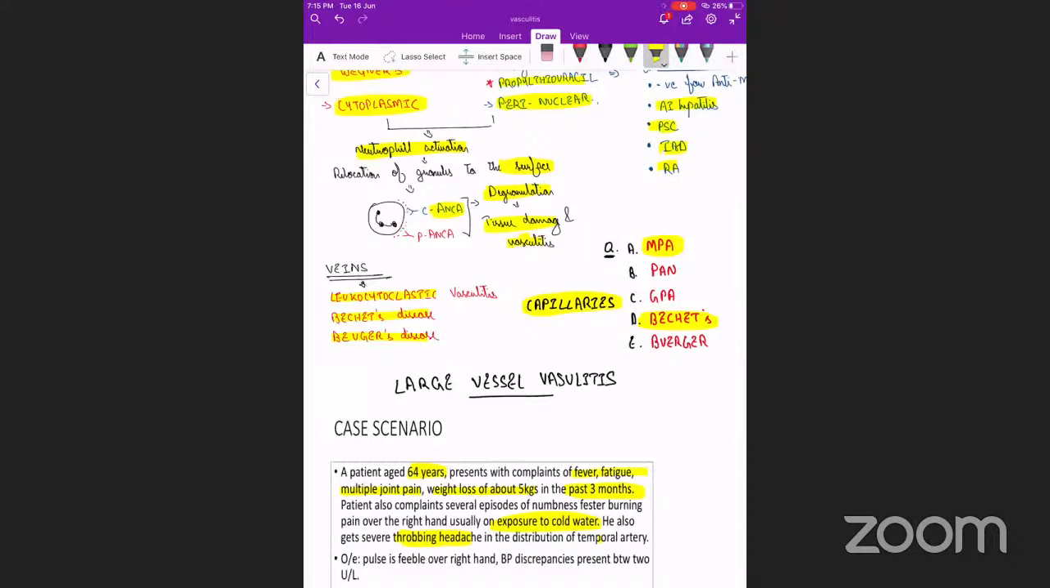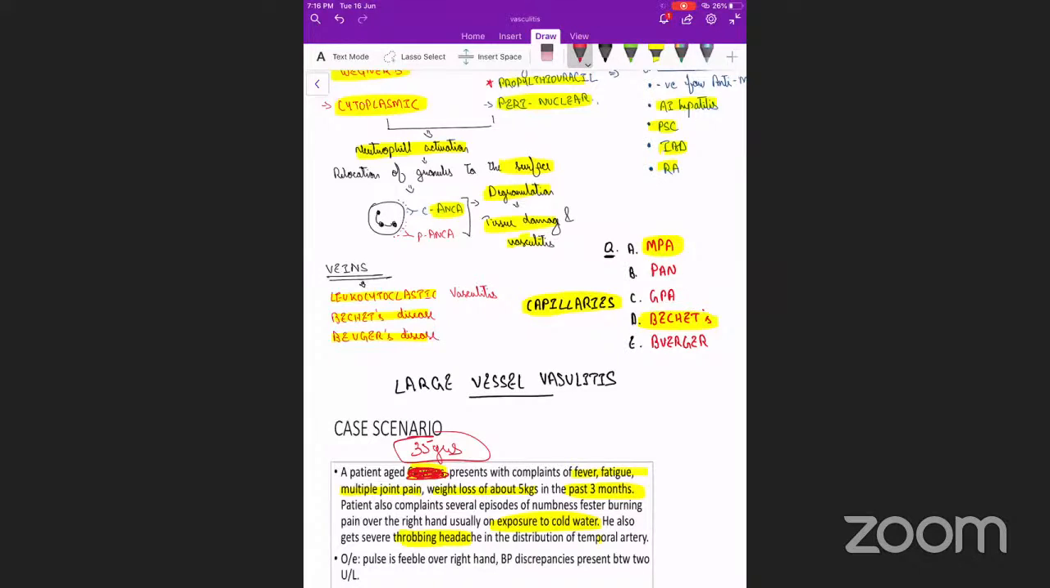Okay, giant cell arteritis. Okay, very good. All of you are going with giant cell arteritis. Now, if I have told you the same patient is around 35 years, what would be your diagnosis? What would you think of at that time?